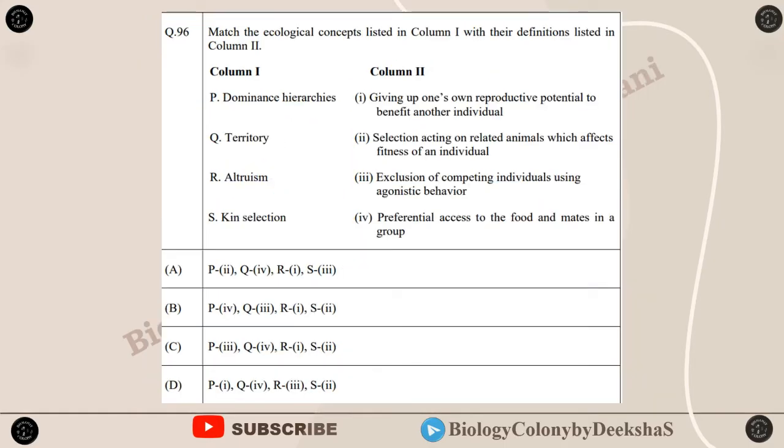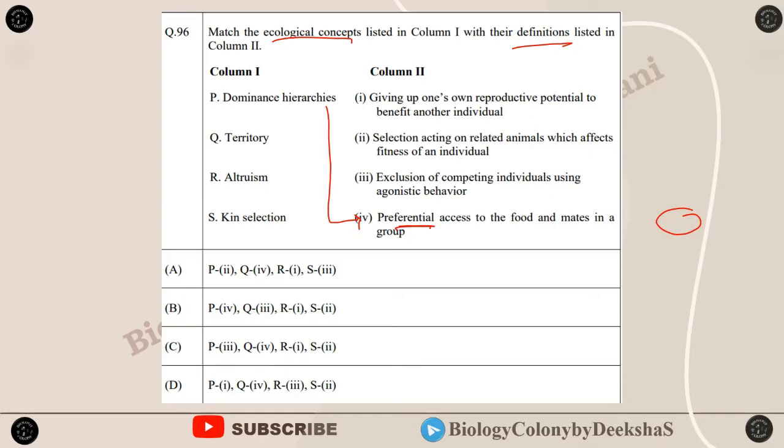So the next question is also a match the following question. Match the ecological concepts listed in column 1 with their definitions listed in column 2. So these are the ecological concepts. First is dominance hierarchies. It is a preferential access to the food and mates in a group. Preferential means whoever is dominant will come forward first for food and mates and will get access. So this comes from the hierarchy, okay.